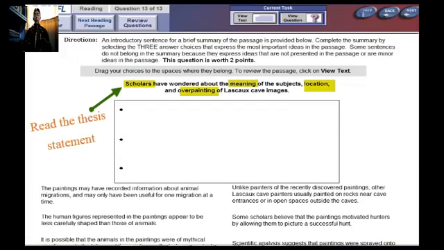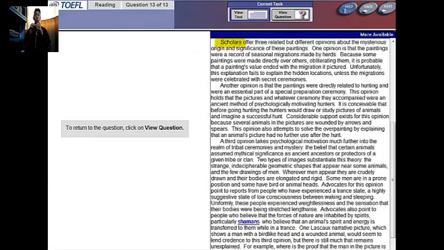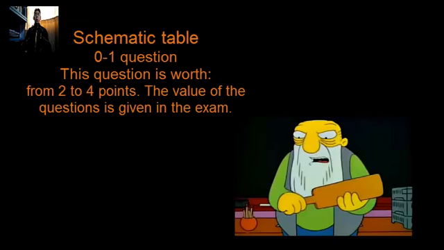In the question, the first step is to read that thesis statement, so you realize which information is required. In this example, it is about meaning, location, and overpainting of Lascaux images. Then, you have to remember the information from the passage. The 3 opinions of scholars that are highlighted give you the necessary information to answer the question.